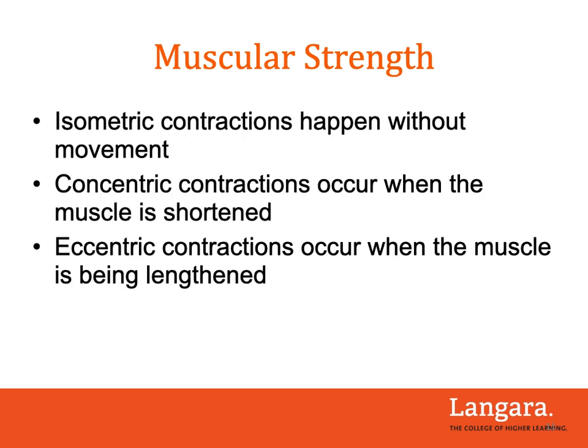There are three types of contractions that we want to know in terms of what our muscles can do, especially when we're trying to develop strength. We have isometric contraction, concentric contraction, and eccentric contraction. An isometric contraction essentially happens without movement. If you do something like a wall sit, where you sit against a wall in a seated position without a chair, and you just hold that position, that's an isometric contraction. Your muscles are contracted and they're holding that contraction.